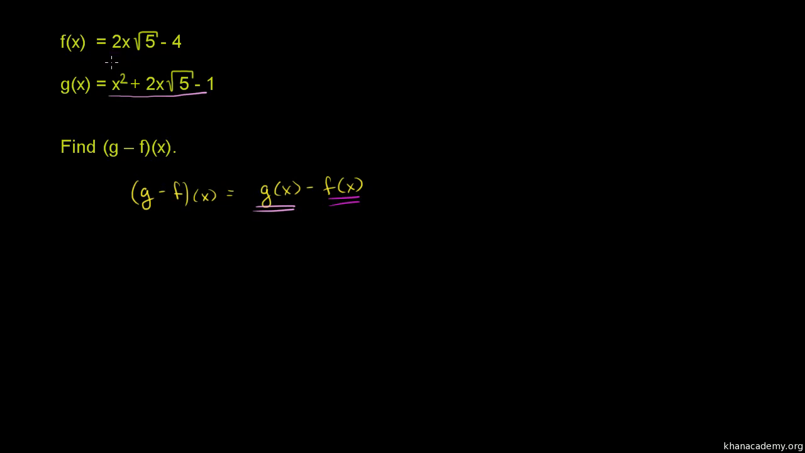Let me do that in a color that contrasts with that pink better. So f of x is right over there. So g of x minus f of x is going to be equal to g of x, which is x squared plus 2x times the principal root of 5 minus 1. And then from that, and I can even put parentheses around it, we are going to subtract. Let me do the subtraction in that yellow color. From that we are going to subtract f of x. And f of x is given right up here, is 2x times the principal square root of 5 minus 4.